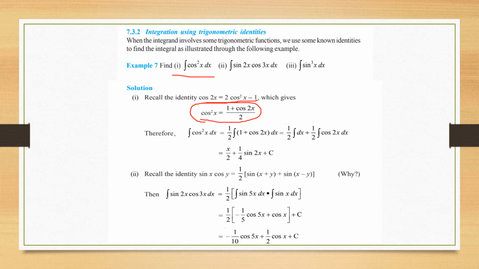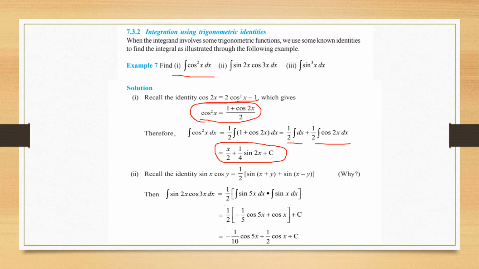Now separate the integral: half 1 dx plus half cos 2x dx. So the integral of 1 dx is x, so it becomes x by 2 plus the integral of cos 2x, which is sine 2x divided by 2, and this 2 into 2 will be 1 by 4, plus c, because it is an indefinite integral.